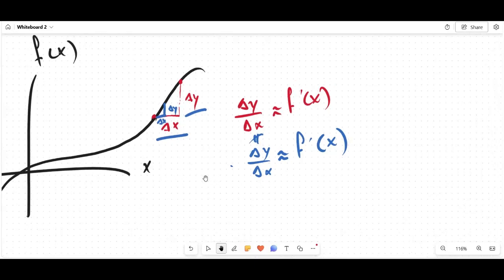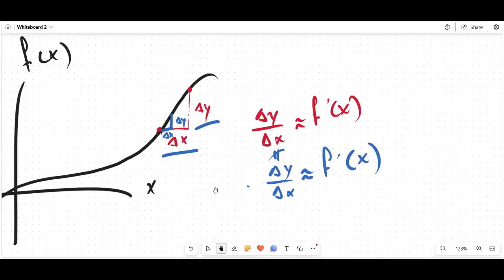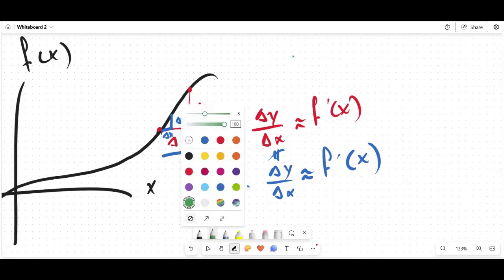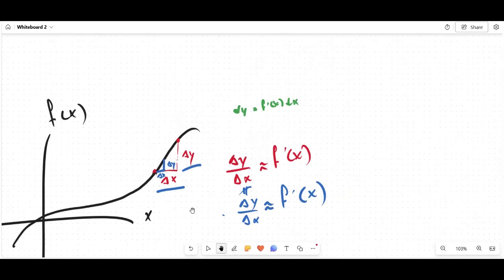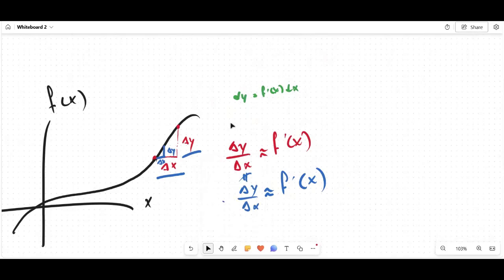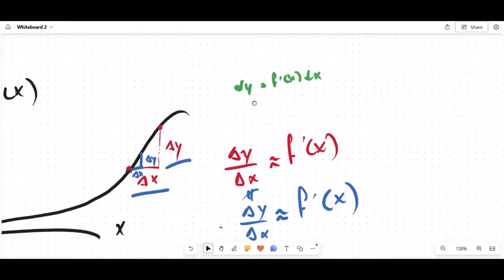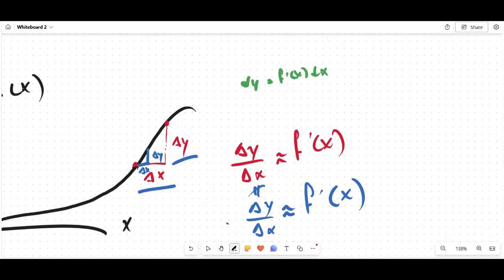Well, okay, so here's what they do. They'll write something like this. dy equals f prime of x dx. Hopefully you guys have seen something like that before. That right there is the tangent line. So let's go ahead and draw that in. Well, hold on. Here we go. This is the subtlety here.